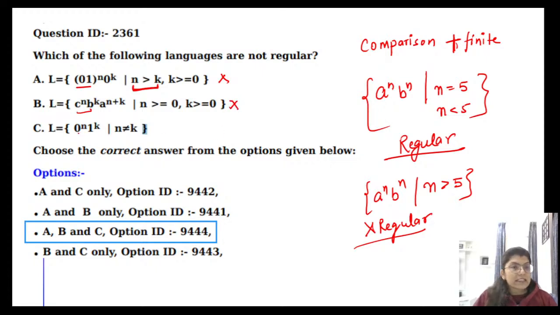Here also, if you see 0 raised to power n, 1 raised to power k, both are different. The condition is n is not equal to k. So this one is also not regular. So none of the given languages are regular. Okay.